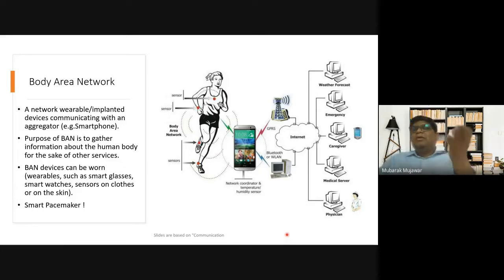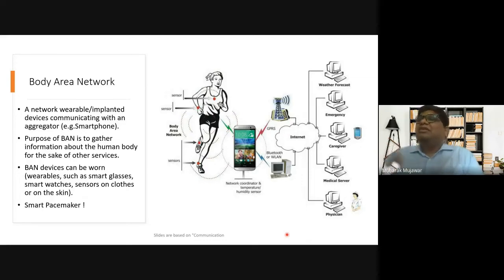So the purpose of this body area network is to gather all the information from sensors which are close to the body, and then use an aggregator such as a smartphone to take that data and send it to the cloud and to the internet. Now, some body area network devices can be worn directly, like Apple Watch or Fitbit, or smart glasses, or we can put them under the skin as well, like a smart pacemaker. So we'll have some devices which are on the skin and some devices which are under the skin. Okay, so that is a body area network.